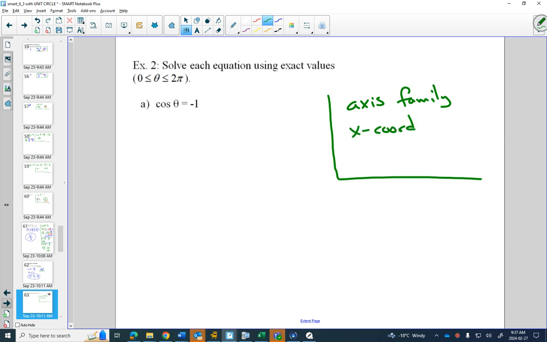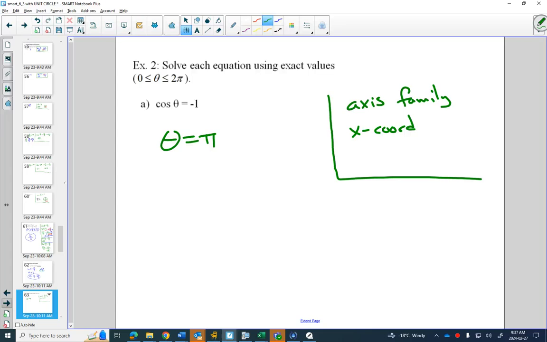In my thinking, I would say, I know from the big idea that cos is my x-coordinate. On my axis family, is my x-coordinate ever negative 1? Yes, right here. So the answer to this, that's all I'd have to show, is theta is equal to pi. I put the thinking off to my side to show you how I get to that answer, but all I have to write down is pi. That's the only place that my x-coordinate is minus 1.